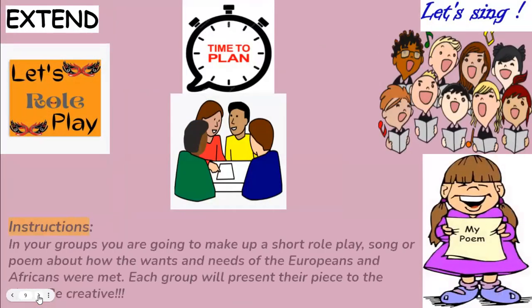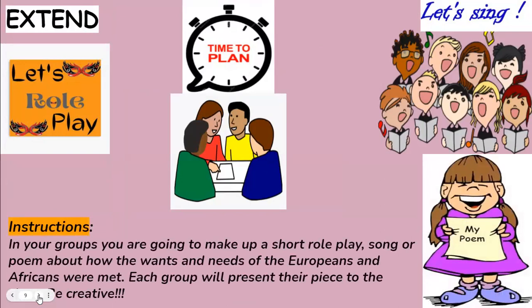All right, so this is the time where you get creative. I know that you're not at school and you're at home, so perhaps you don't have groups at home, but you are going to make up a short role play, song, or poem about how the wants and needs of the Europeans and Africans were met. Then when we meet for class again, you are going to present your piece to the group.